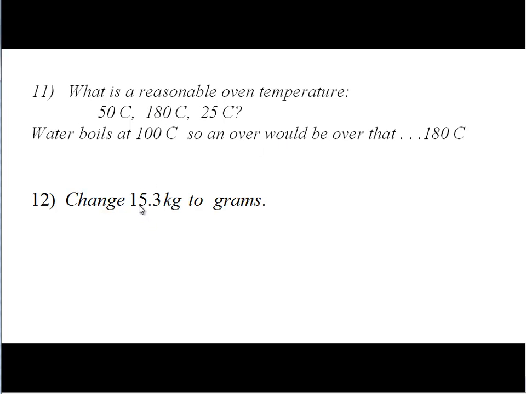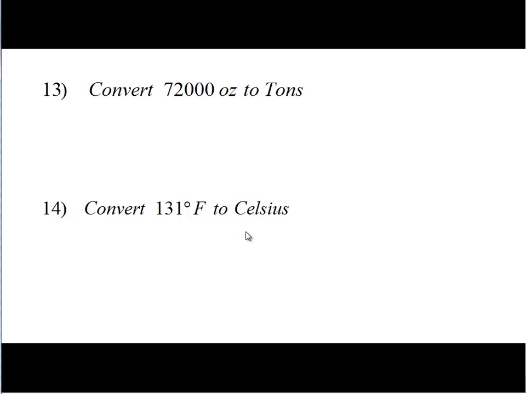Suppose you want to change 15.3 kilograms to grams. There are 1,000 grams in a kilogram. So you move it 1, 2, 3 places. So the 3 is going to be there and 2 zeros after it. So it's 15 and then 3 with 2 zeros after it.